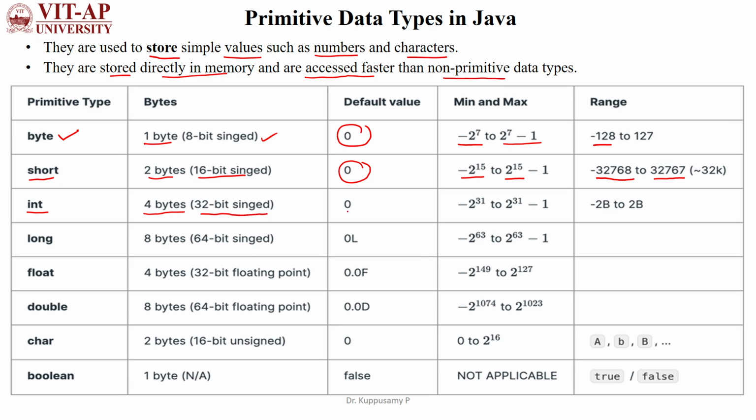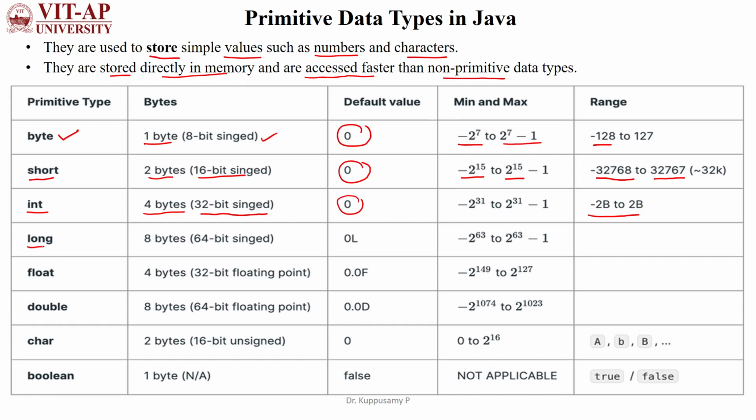And the third one is integer, which takes 4 bytes in the memory space, a 32-bit signed two's complement integer. The default value here is 0, and its range is minus 2 power 31 to 2 power 31 minus 1. It can be said as minus 2 billion to plus 2 billion.